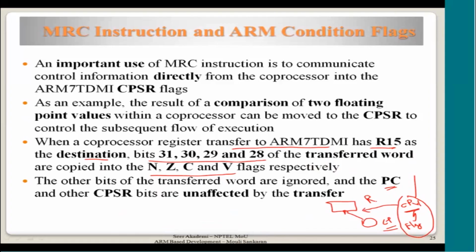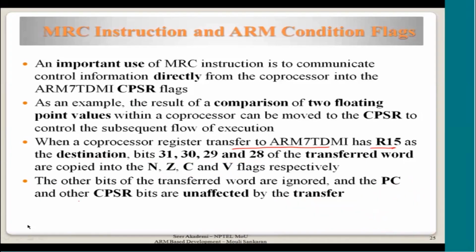Once you do that, what happens? The flag value has come into the CPSR of the ARM, and then we can have a code in the ARM saying branch EQ, or some conditional check, and you can change the flow of control. So you have to execute ARM in sync with the coprocessor instructions. There is a provision provided by the ARM to perform this job.